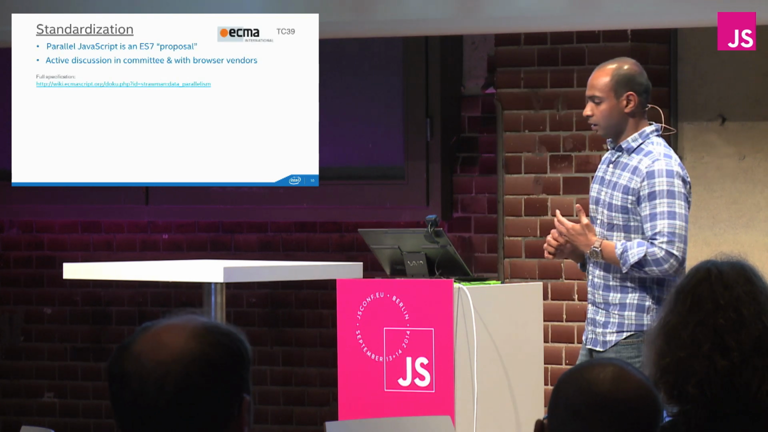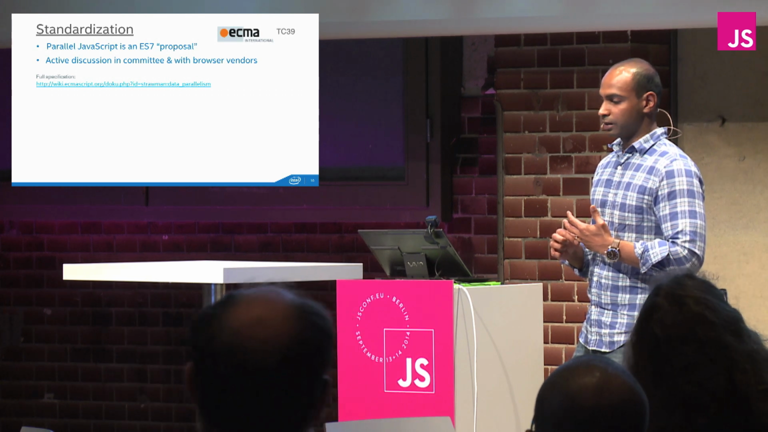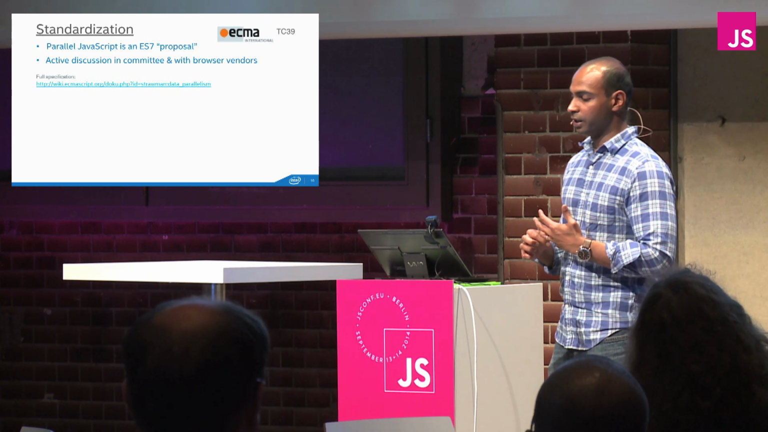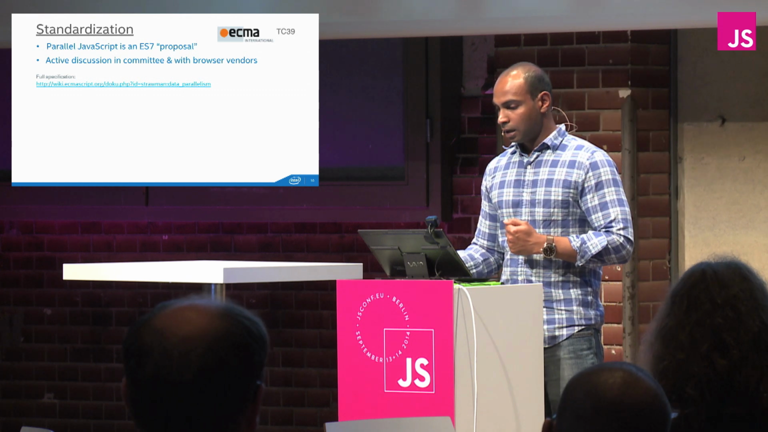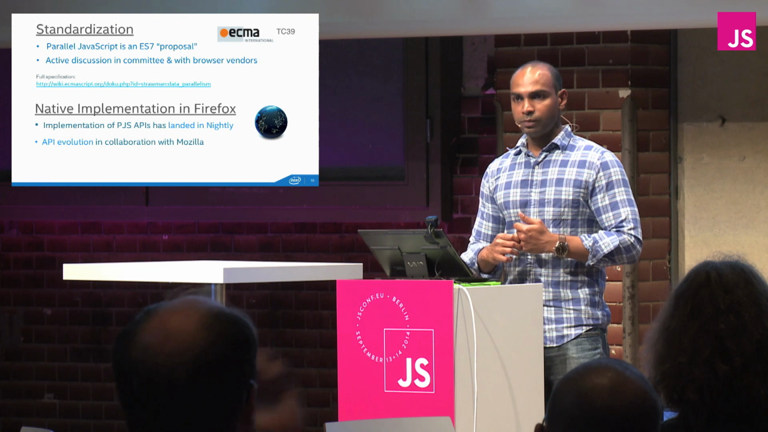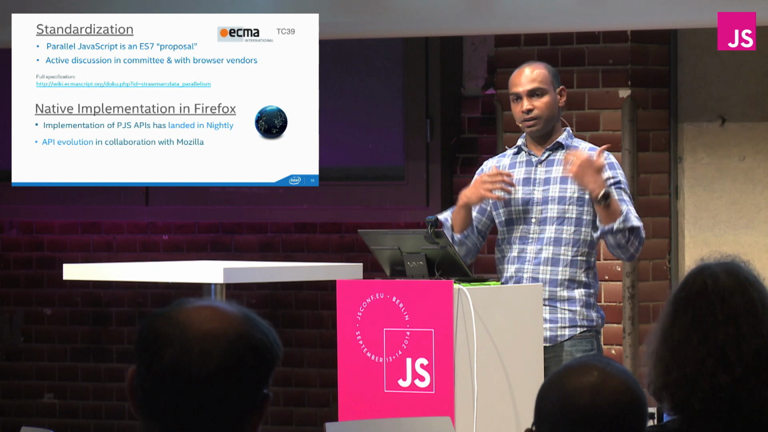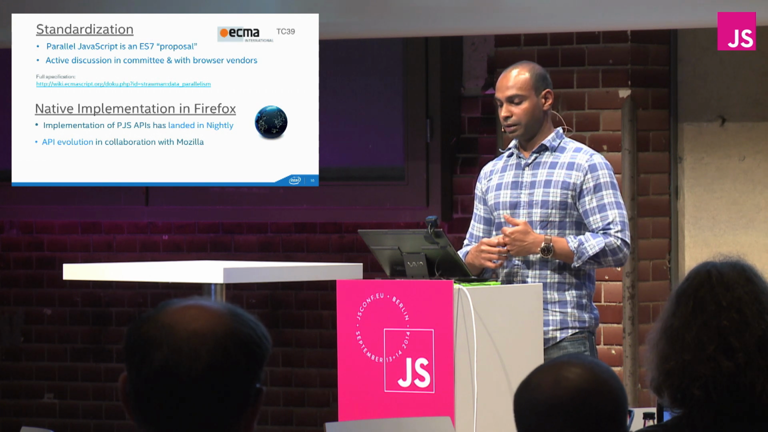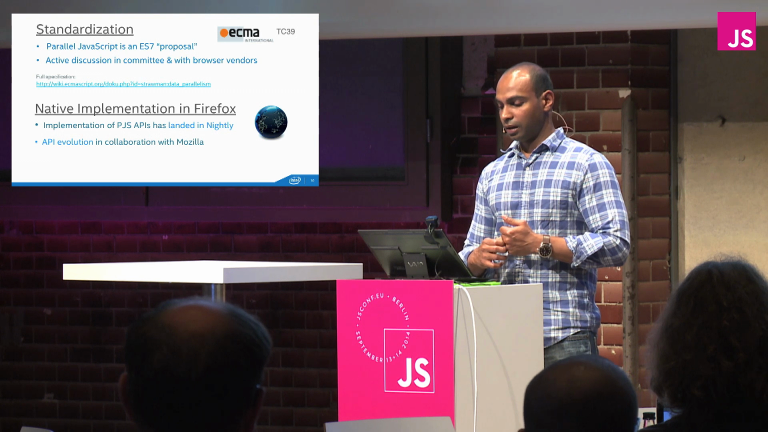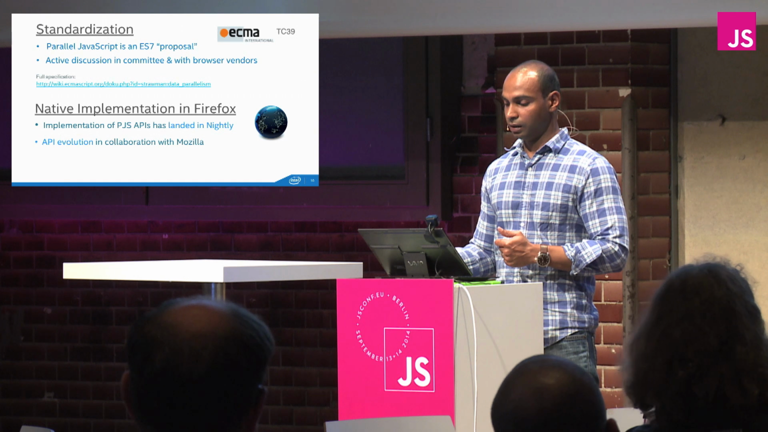Parallel JavaScript is an ES7 proposal at this point. We're discussing the API in the committee and with browser vendors. There's a specification that you can look at. And a preliminary implementation is in Firefox Nightly. The API that I've just shown you is the result of a collaboration between my team and the Mozilla team that is implementing PJS in Nightly.